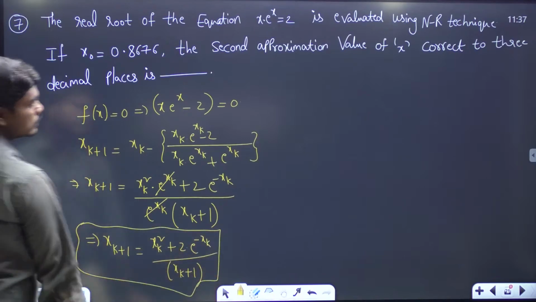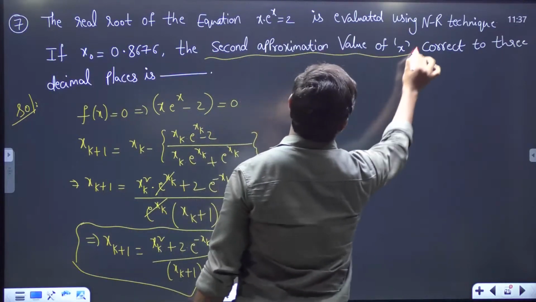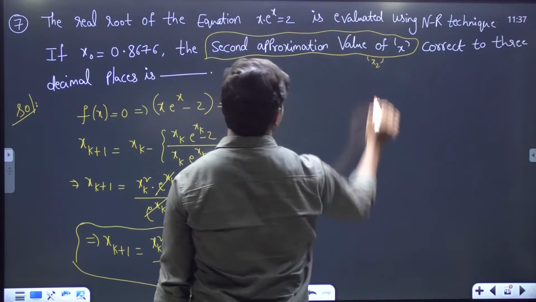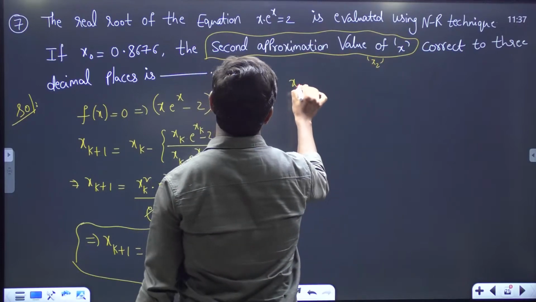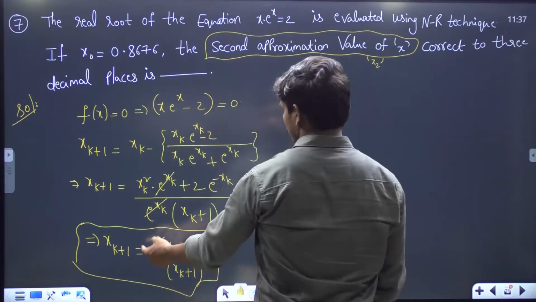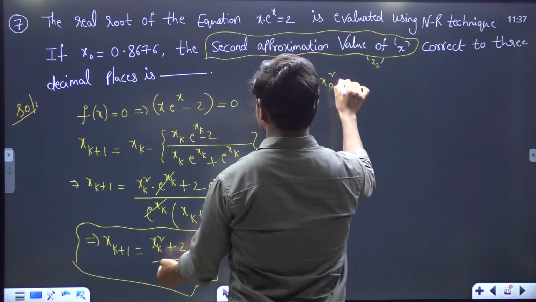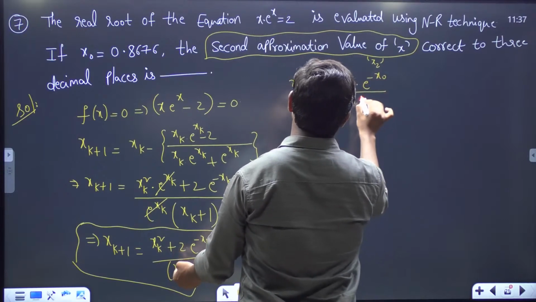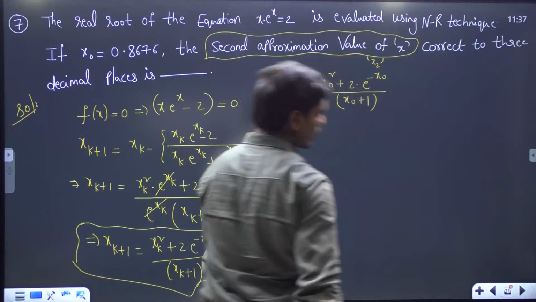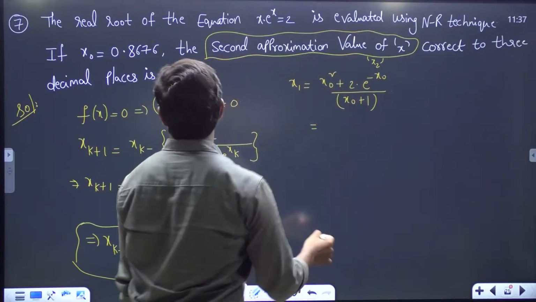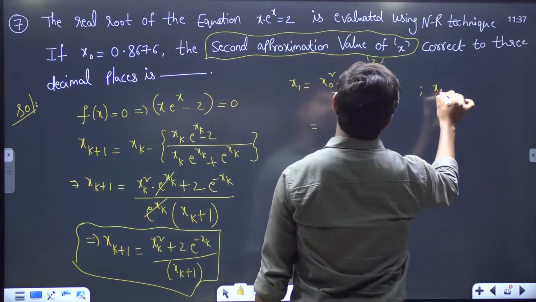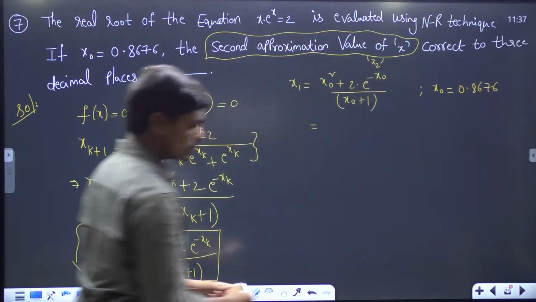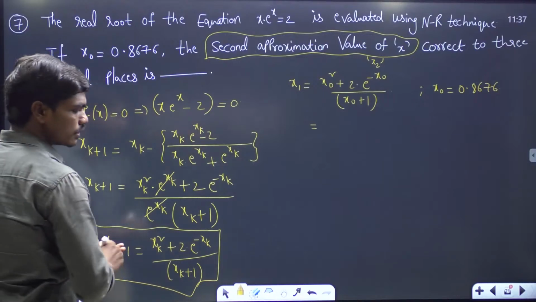Now we'll go for finding the second approximation value, means x2; he's asking for x2, the second approximation. So x1 is equal to (x0 squared plus 2) into e^{-x0} divided by (x0 + 1). Let us calculate this value using the virtual calculator. The x0 value is 0.8676. Correct? Okay, let us see.